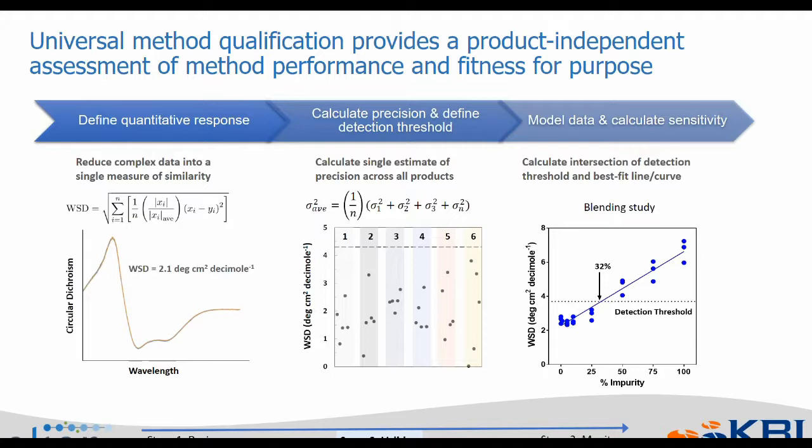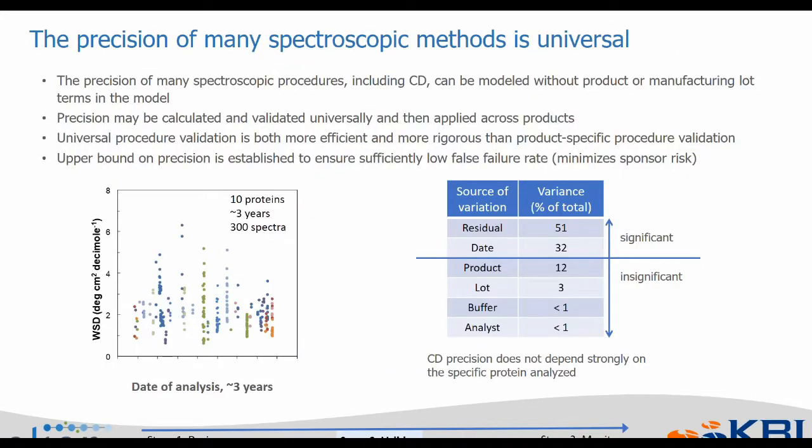Once we've done that, that gives us a way in which we can estimate something called the detection threshold. We can then run an experiment where we intentionally alter the protein in some way and calculate the point at which we can detect that change when it crosses the detection threshold. And I'll go through an example of doing that in a couple of slides.